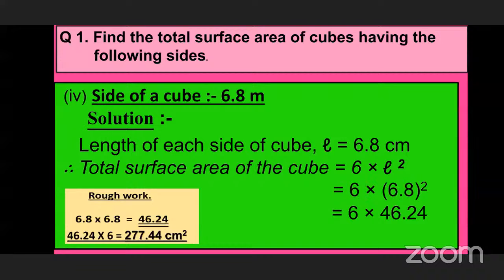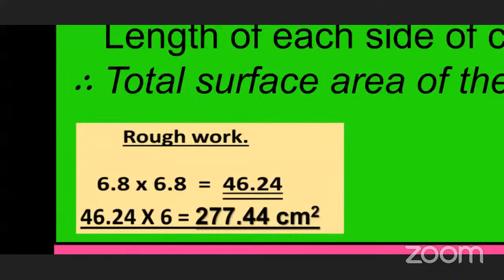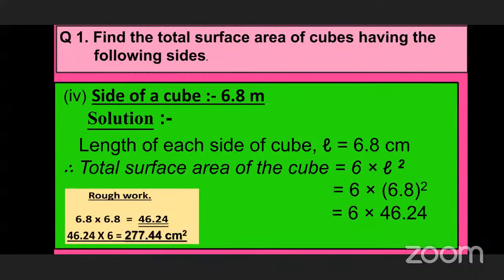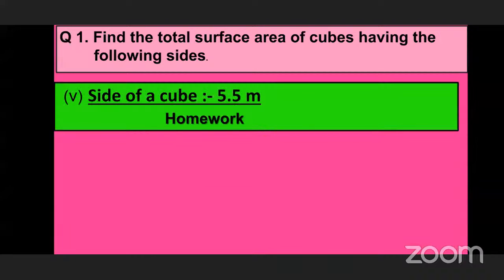The surface area of the cube is 277.44 square centimeter. Yes. Now let us see the next one. Side of a cube is 5.5 meter, and this sum is your homework. Four examples, and this one sum you have to do as homework. You can note it in your notebook also, children. Okay, just note it down. Yes, we take a screenshot. Okay, I hope all have noted it. Yes, miss.